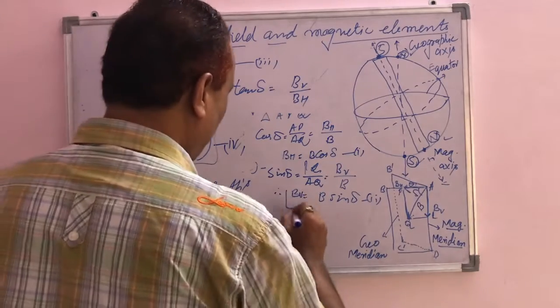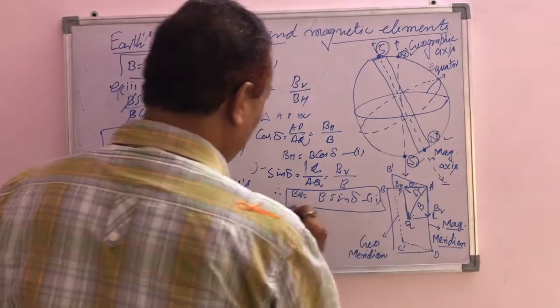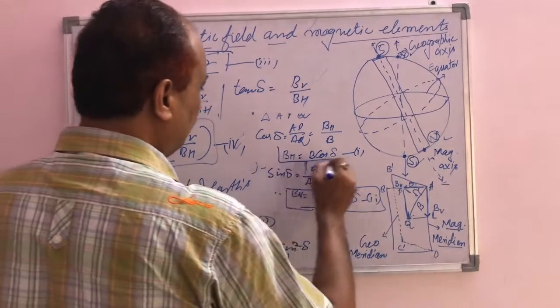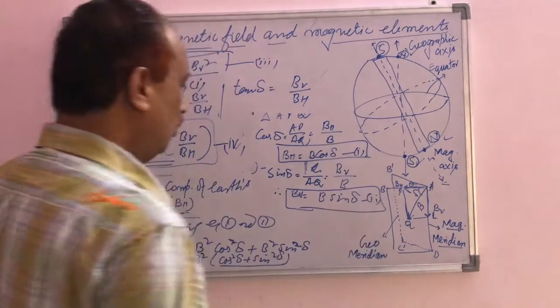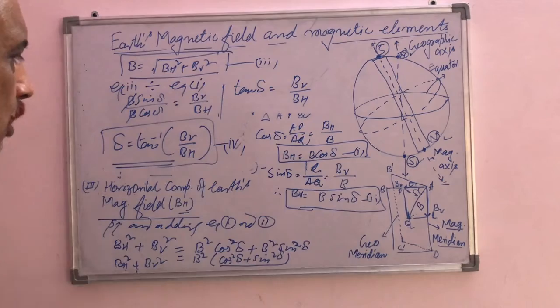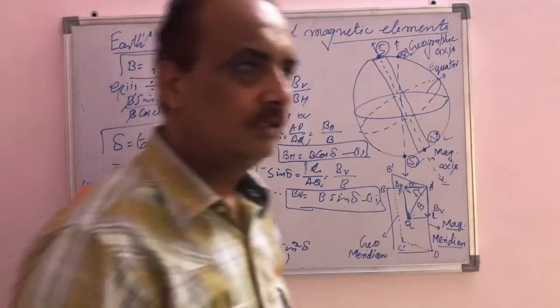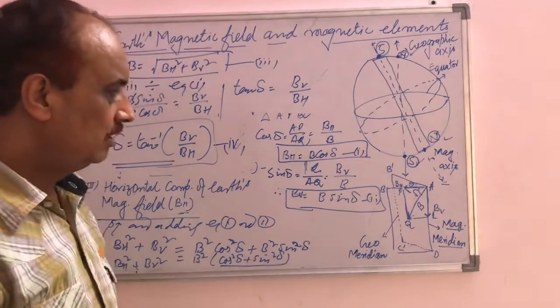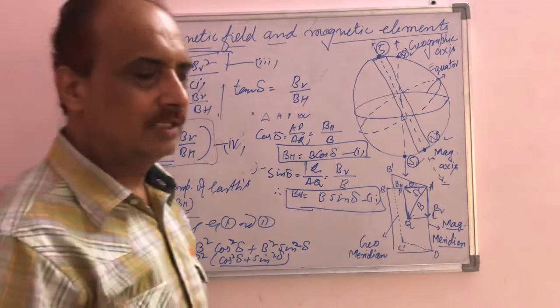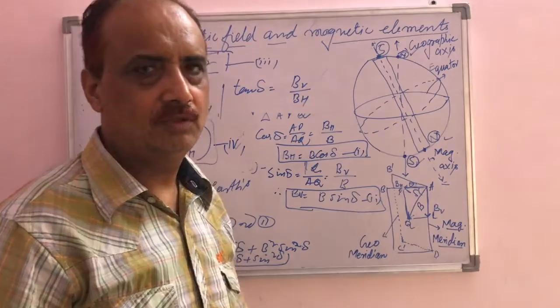Next, we can find the vertical component from equation 2, and from equation number 1 we can find the horizontal component. These 4 formulas are used to solve numerical problems, and this is the last topic of this unit. The next topic we will see in the next video. Okay, thank you.